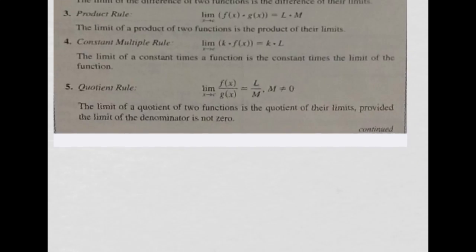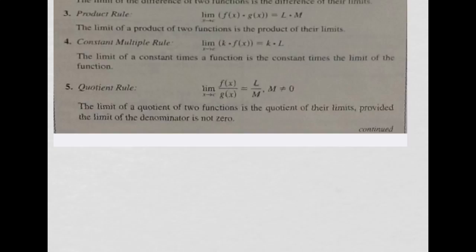If you have a quotient, then you still evaluate them individually. This is not derivatives. I feel like people are going to get it confused with the derivative rules. You don't have to do a quotient rule like low d high minus high d low. That you don't have to do for limits. You can just do almost everything individually.